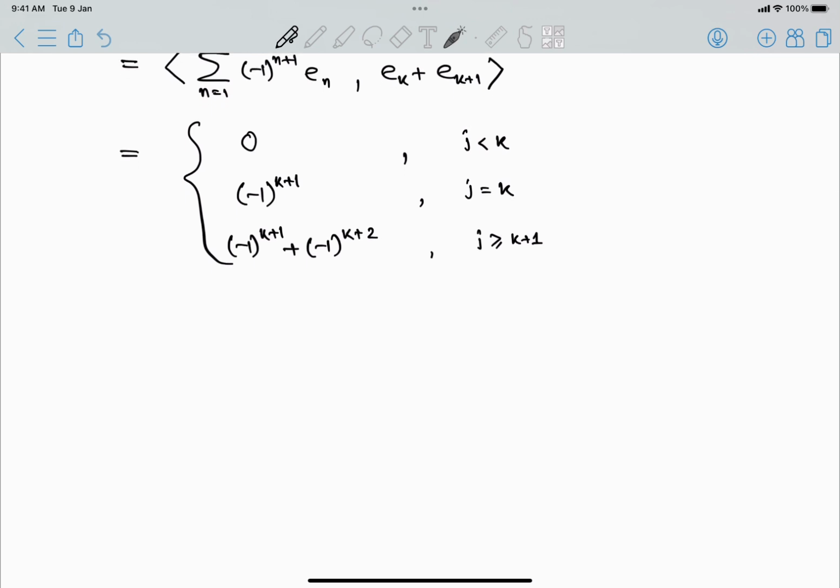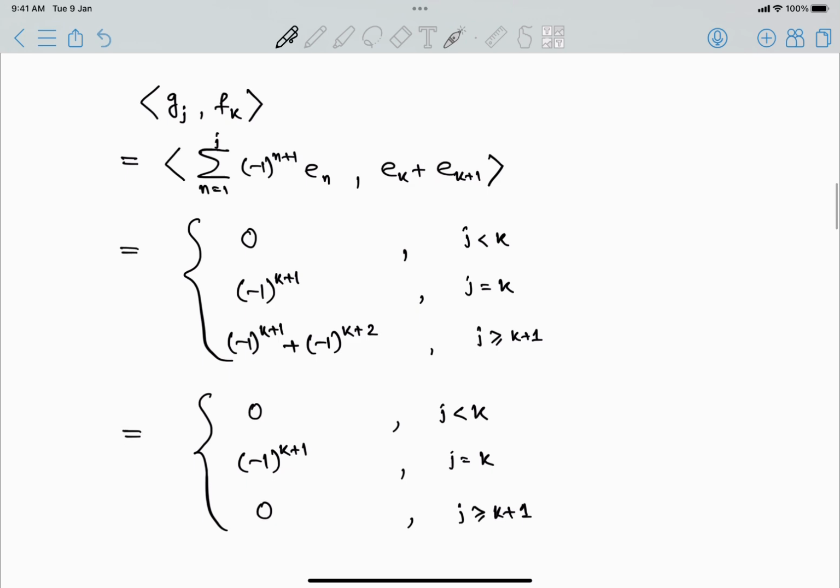Now look at this: suppose k is even or odd. If k is even, then k plus 1 is odd, and if k is odd, then k plus 1 is even. So one will be plus and one will be negative. So what do you get basically? This is 0 for j strictly less than k, this is (-1)^{k+1} if j equals k, and this is again 0 if j is bigger than k. Because one is even and one is odd, one gives plus 1 and one gives minus 1, so that is the inner product.